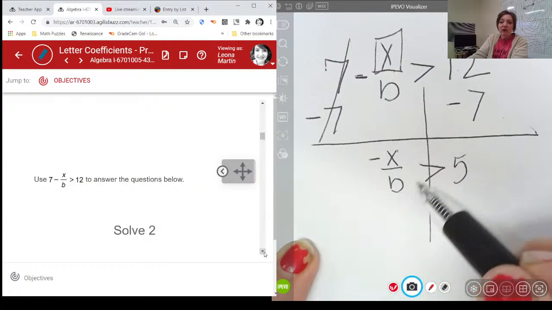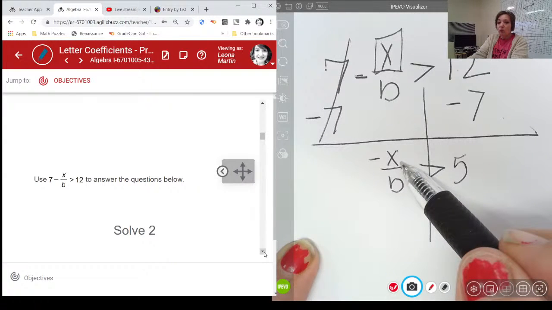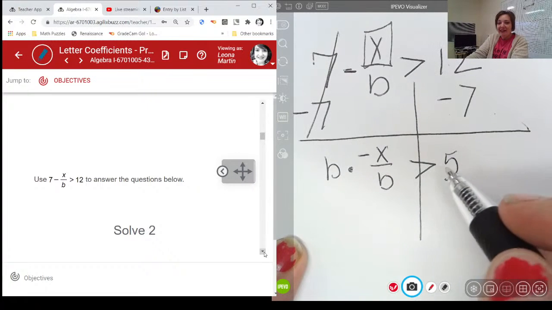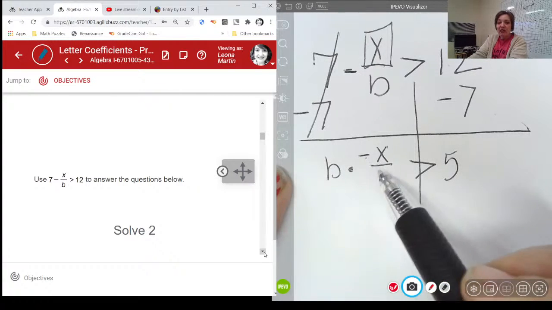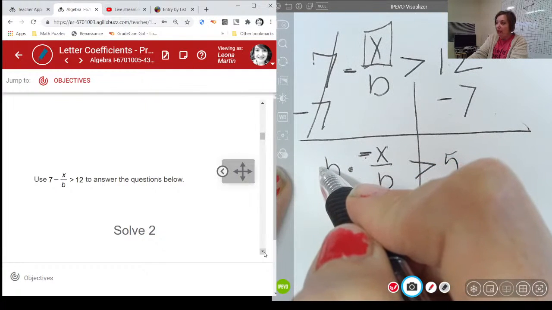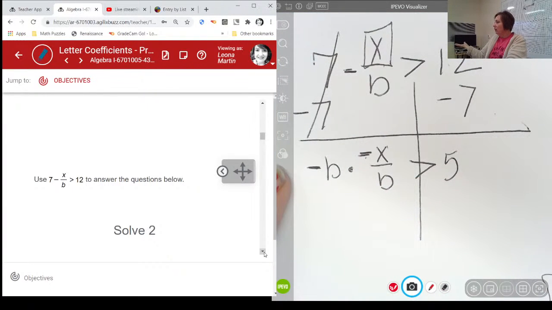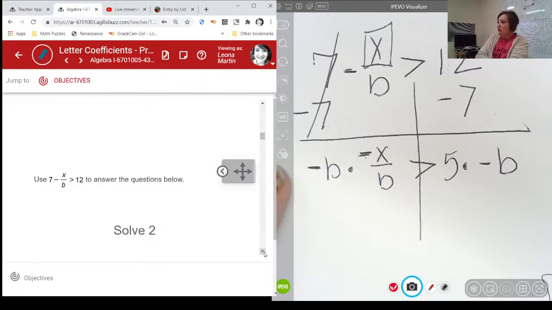Okay, so how do we get rid of that b? What are we going to do? We're going to multiply. We're going to multiply by b, right? But we want to get rid of that negative. So how can we get rid of that negative? What's a good strategy for getting rid of it and not doing extra steps? Multiply by negative 1. Can we just do multiply by negative b? Will that work? Totally works, right? Because what's a negative times a negative? Positive. But if I do it to one side, I got to do it to the other, right?